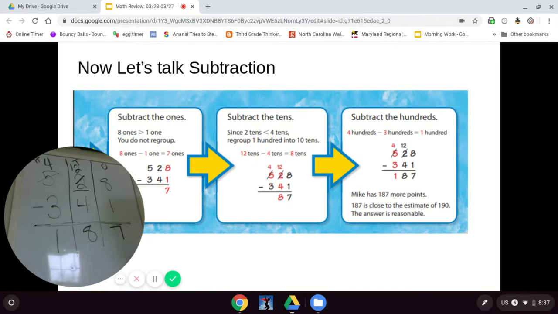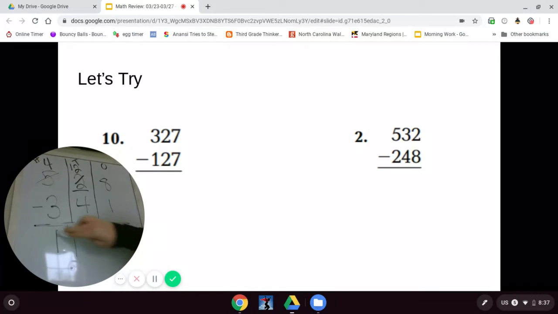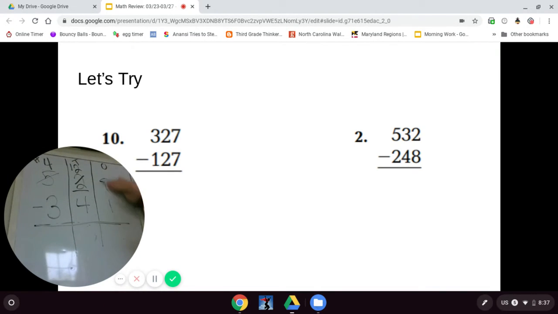187. Okay, so let's try a couple together. If you are following along with me and you have a piece of paper somewhere nearby, I want you to write, while I'm erasing, both of those problems down. I'm just going to give you a little bit of time to do that. While you're writing, I'm going to set up my first problem.